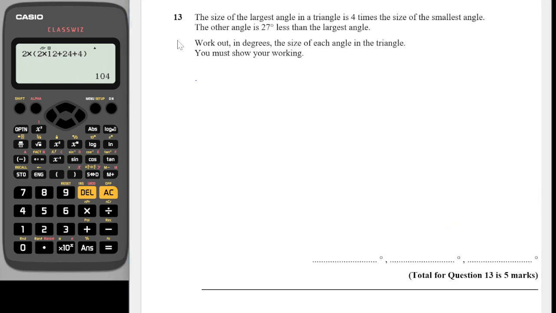Okay, question 13. So we've got the size of the largest angle in the triangle is 4 times the size of the smallest angle. The other angle is 27 less than the largest angle. Work out in degrees the size of each of the angles in the triangle. Diagram might help us. This is an incredibly rough diagram.